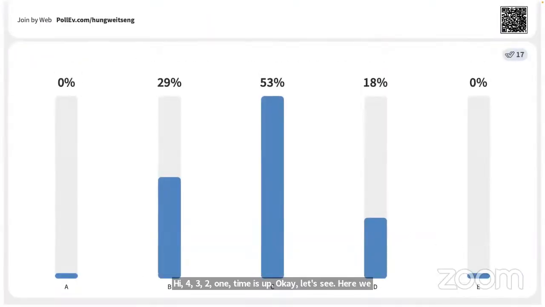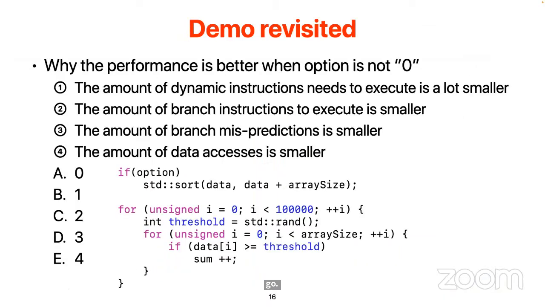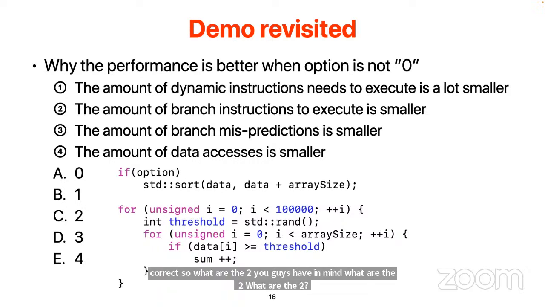Okay, let's see. Here we go. So after discussion, more of you think it's C now. If it's C, you must agree there are 2 of them correct. So what are the 2 you have in mind?